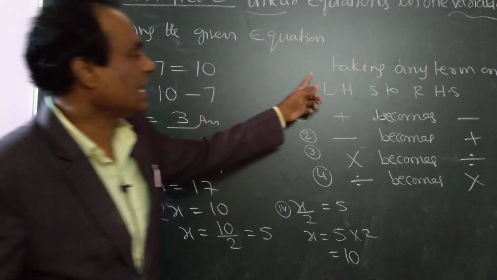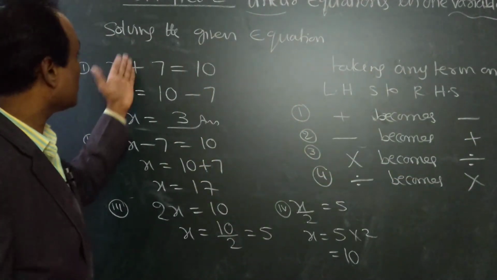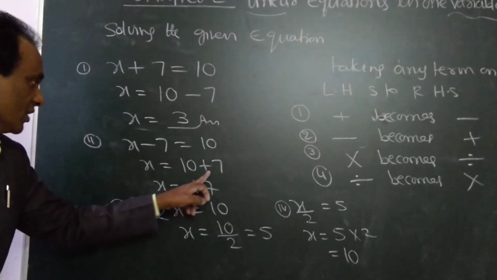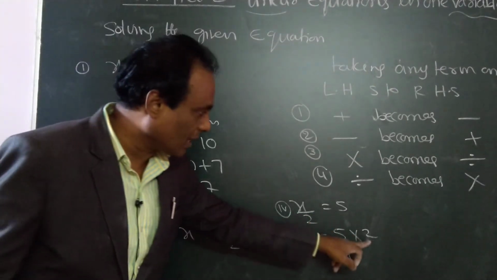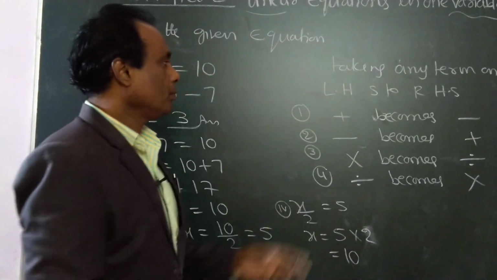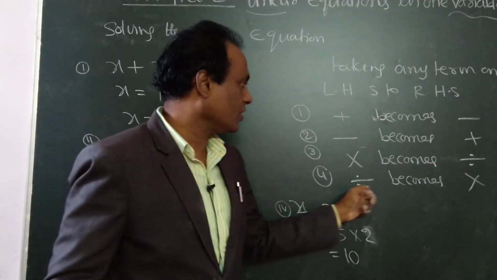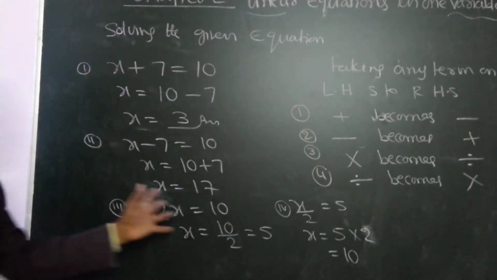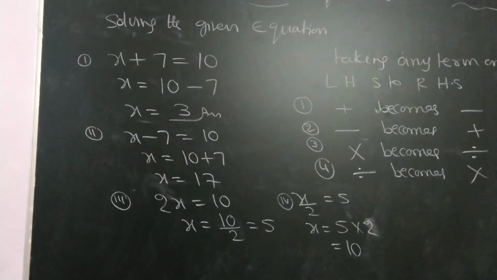So write down this: taking any term from the left hand side to the right hand side. If it is plus, it will become minus. If it is minus, it will become plus. If it is multiplication, it will become division. If it is division, it will become multiplication. Write down these total notes: plus becomes minus, minus becomes plus, into becomes division, division becomes multiplication. You can write these examples also. All models I covered. Write down carefully, fast.